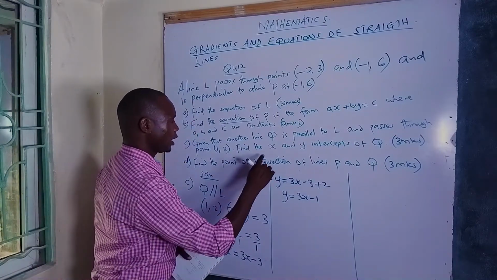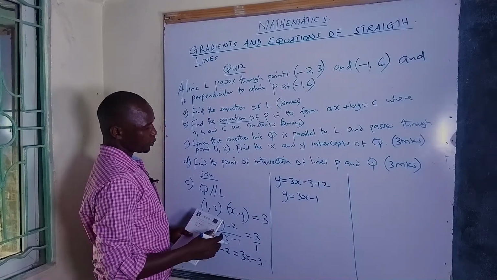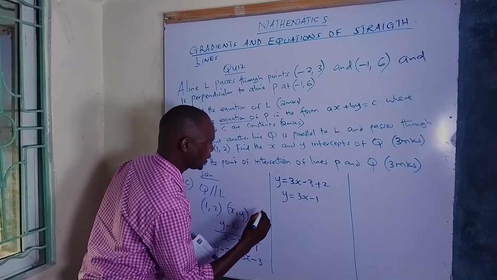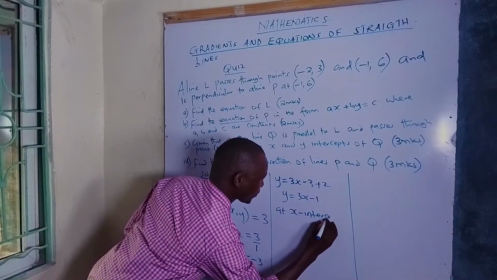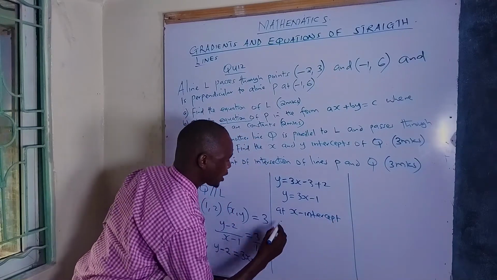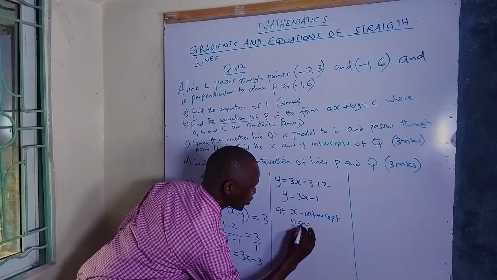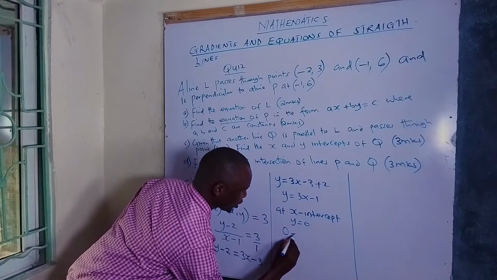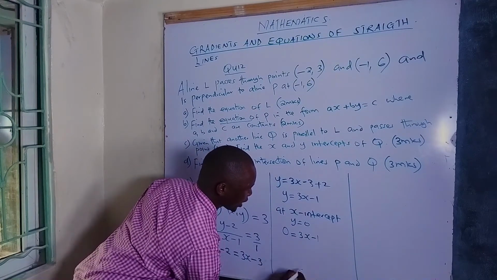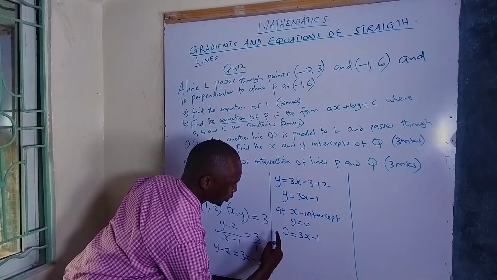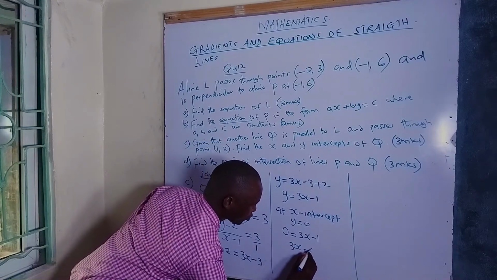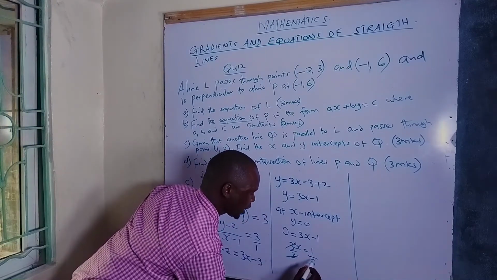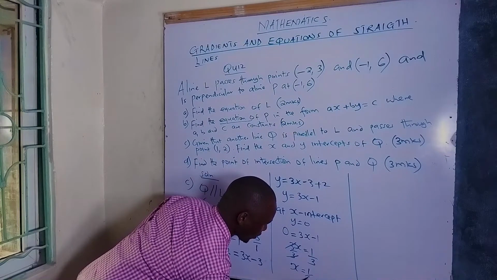We know that along the x-axis, the value of y will always be 0. So we can say at x-intercept, that is along the x-axis, the value of y will always be 0. So if we take that equation, where we have y, we put a 0, which is equals to 3x minus 1. If we take 1 to the other side, it's going to be positive, and therefore our 3x is going to be 1. And for us to get the x, we are going to divide by 3 on both sides, and our x is going to be a third.